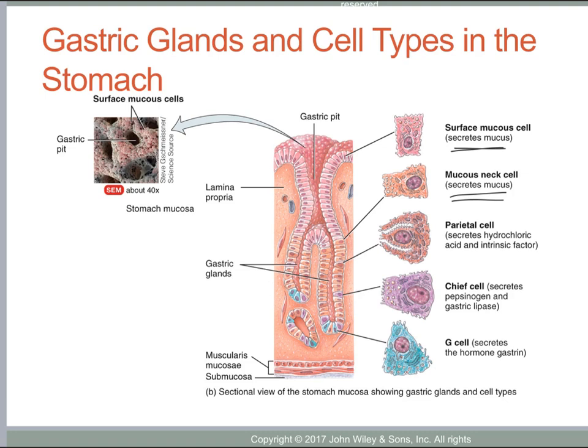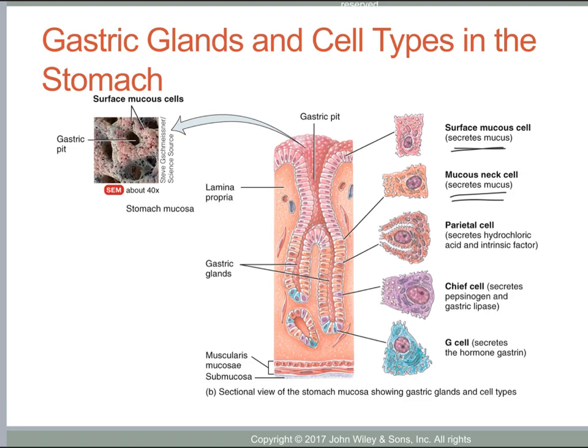Think about what's going on in the stomach. We're secreting hydrochloric acid. We're secreting enzymes that break down proteins, that break down chemical bonds in tissues. Well, we do not want our stomach to digest itself. So as a result, we layer our stomach with a protective coating. The protective coating is mucus. That mucus is going to protect from the high acidity of the stomach, protecting it from essentially digesting itself.